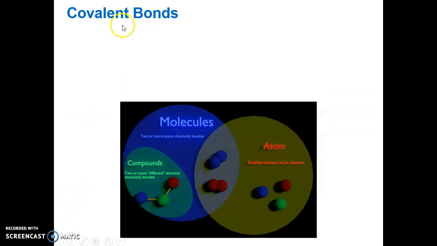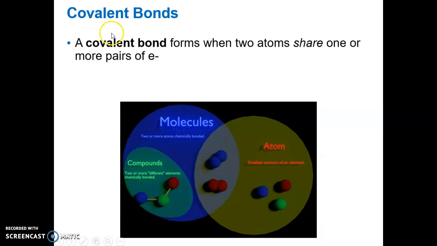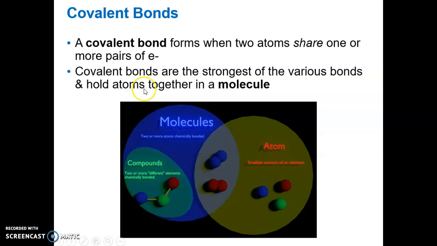So next are covalent bonds, another type of chemical bond. With covalent bonds, this occurs when atoms share one or more pairs of electrons. Again, it's the electrons that are involved. So covalent bonds are the strongest type of bonds holding atoms together in molecules. And again, we can say compounds. We can use these terms interchangeably.